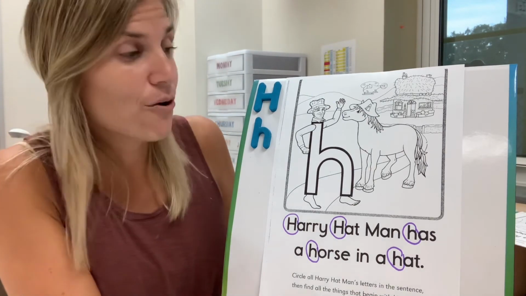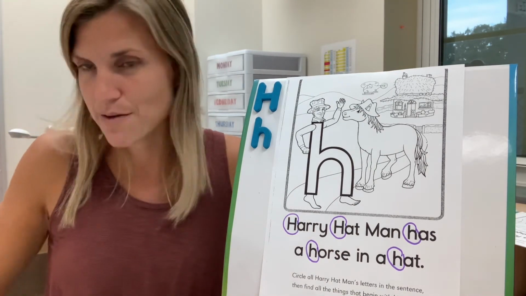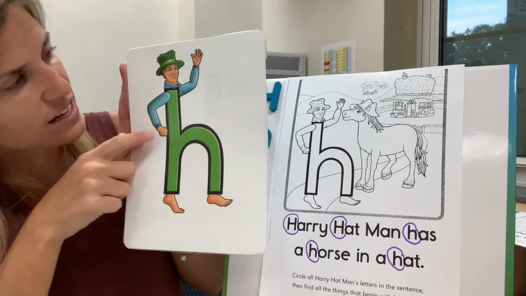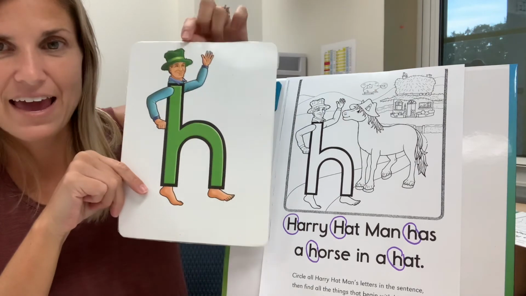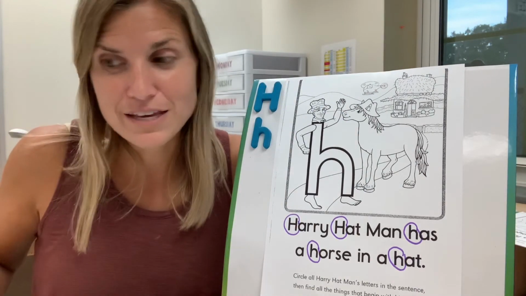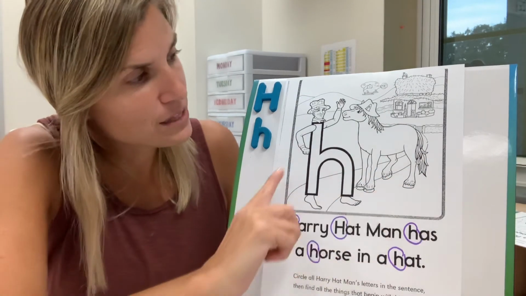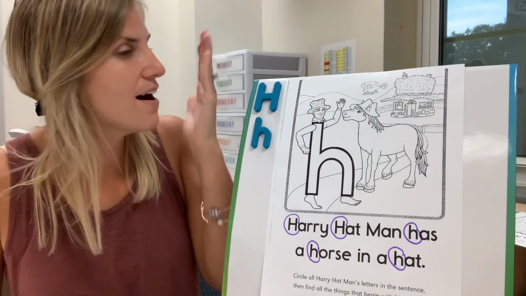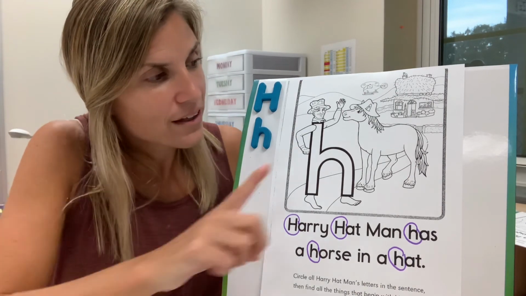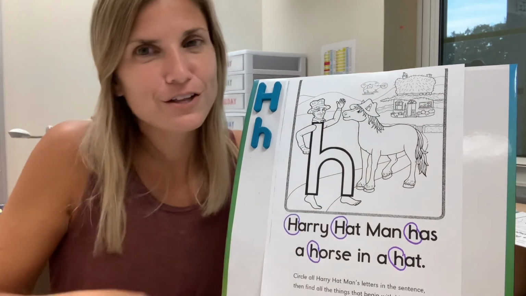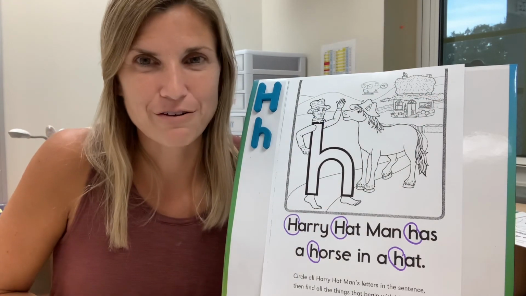And as always, you can color Harry Hatman to look like Harry Hatman. He's nice and green and he has on a blue shirt and a hairy green hat. And then the other thing that you can do is you can look in the picture and see if you can find anything else that starts with that sound. So horse, hat, and I think if you look closely, you might find a couple other things.